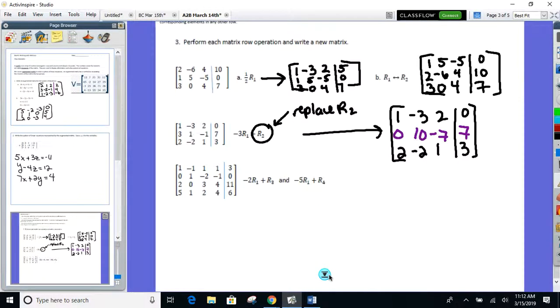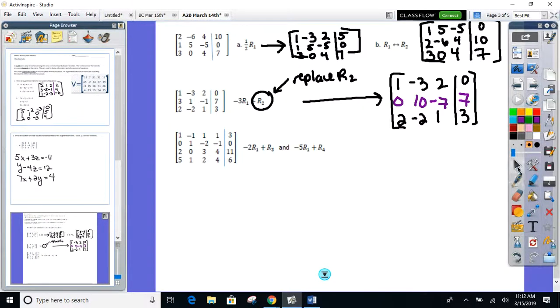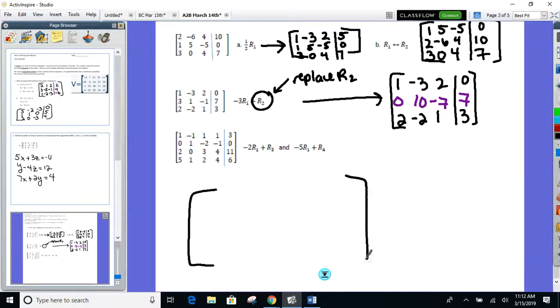Wow, look at that next one. The first one says take negative 2, multiply it by R1, and add row 3. So what row am I replacing with this rule? Row 3. And with this rule, what row would I be replacing? Row 4. So 3 and 4 are getting replaced. What's not getting replaced? 1 and 2. So I might as well just rewrite that now.